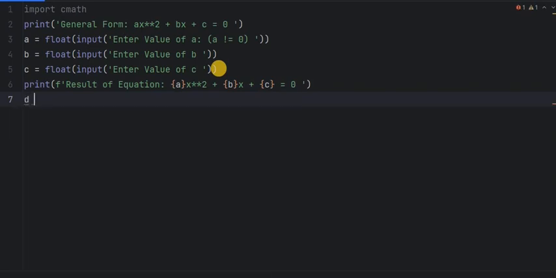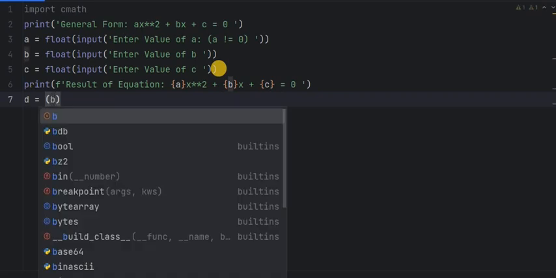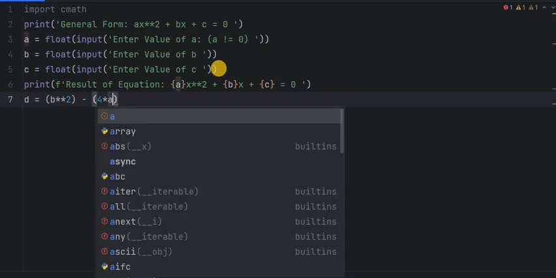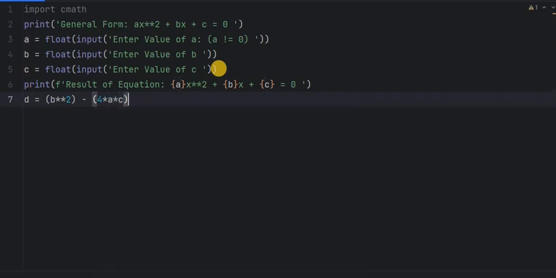We have the discriminant, that is d, and this is equals to b squared minus 4ac. So you're going to have b squared, that is b power 2, and we have minus 4 times a times c. So that is it. The next thing is for us to declare some conditions for d. We know d can be greater than 0, less than 0, or equals to 0. So let's fit in those conditions.